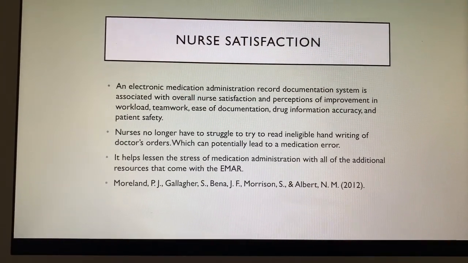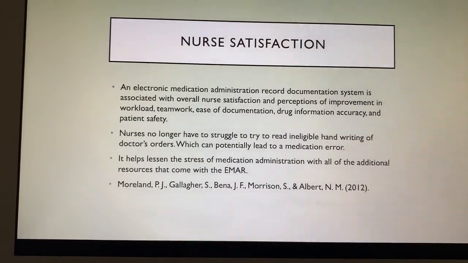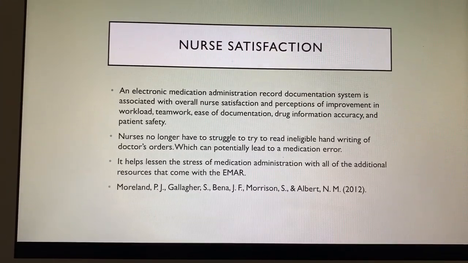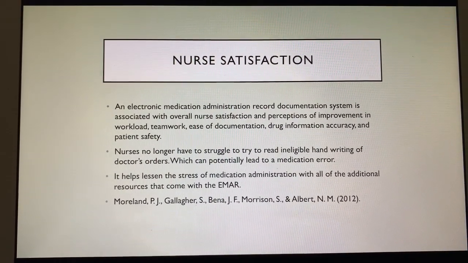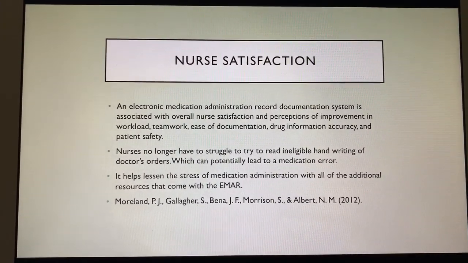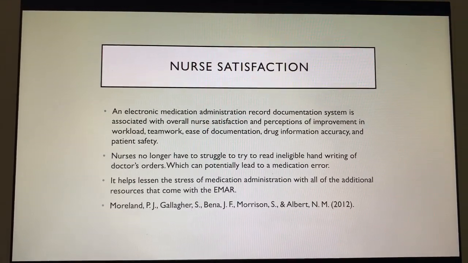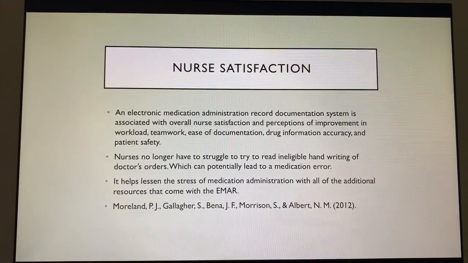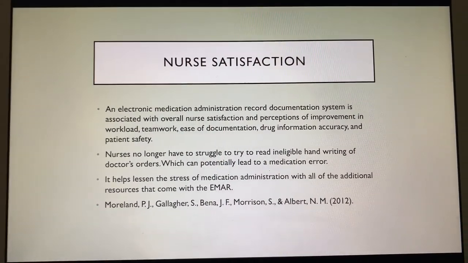It also helps lessen the stress of medication administration with all of the additional resources that come with the EMR, like the monographs and the lab results and the vital signs popping up. It provides you with a bunch of additional resources, which makes things easier for the nurse.